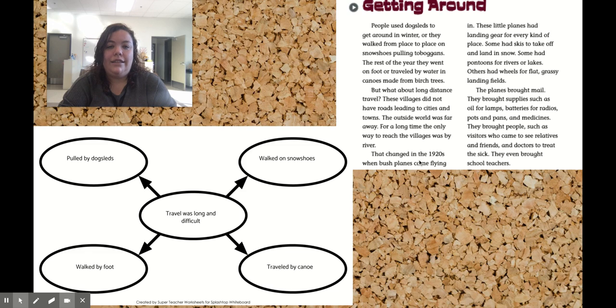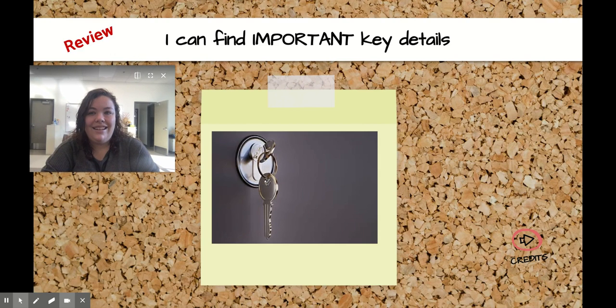If you wanted to talk about planes, that would not make travel long and difficult. That would be a key detail for a different main idea. So, to review, today we talked about the important key details in the text. Those are the key details that support a main idea.